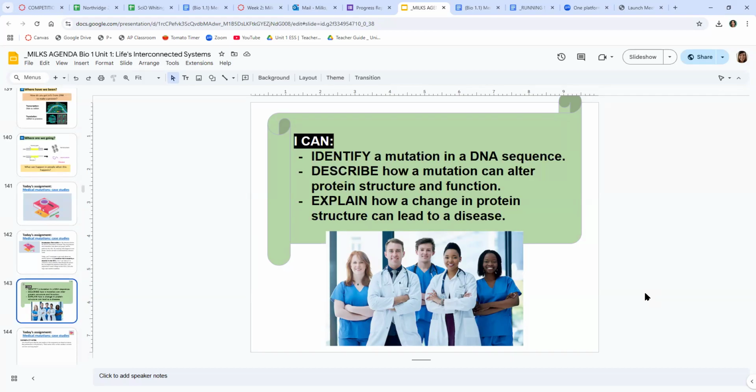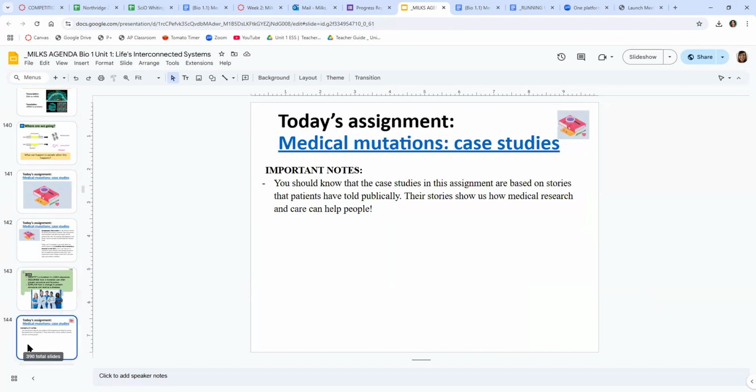You're going to describe how a mutation can alter protein structure and function, and explain how a change in protein structure can lead to disease. So some important notes before we talk about the assignment.